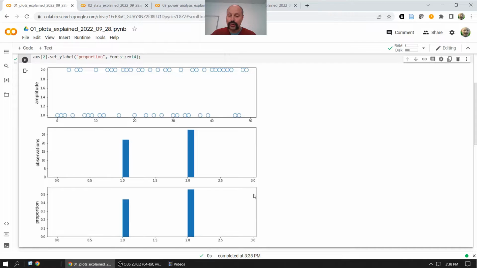Then you have two other figures, the second and the third, which are identical in form but slightly different in the values. What is it? This is a histogram with the number of observations of value 1 and of value 2. It should be something about 23 and 27, perhaps.